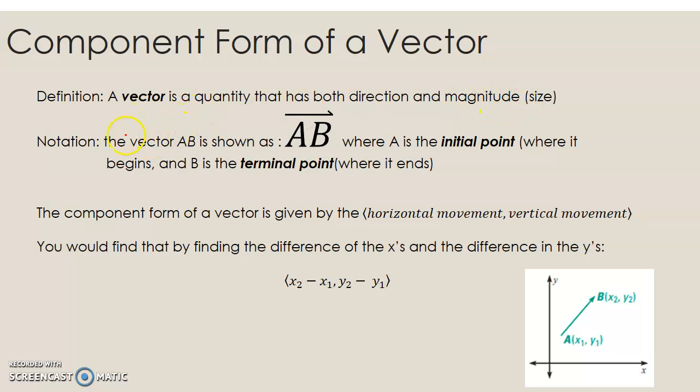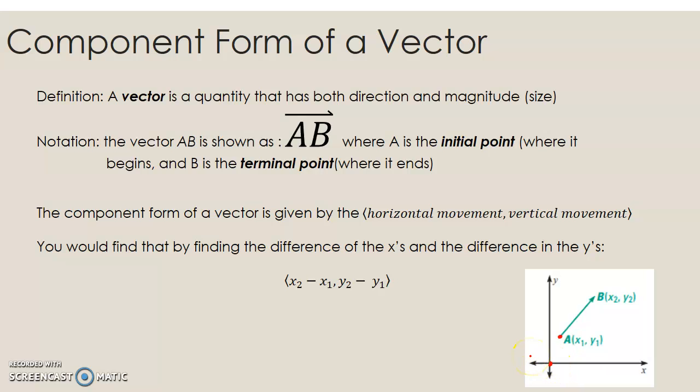The vector AB is shown where A is the initial point. We've got an initial point down here, and B is the terminal point where it ends. If it is drawn down here at 0, 0, the same one, that is considered in standard form if it's at the origin.